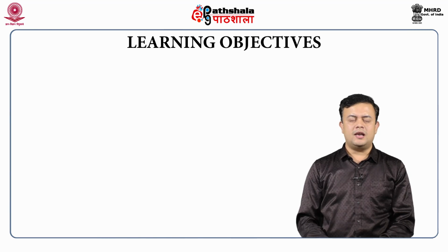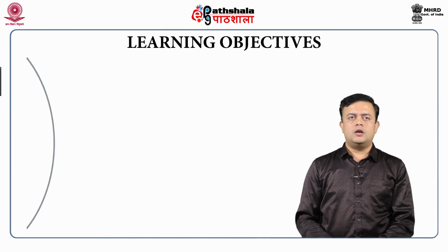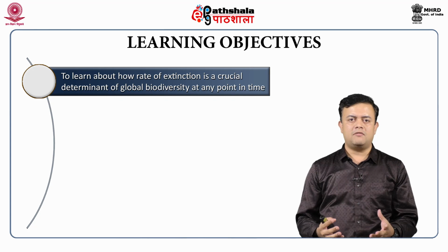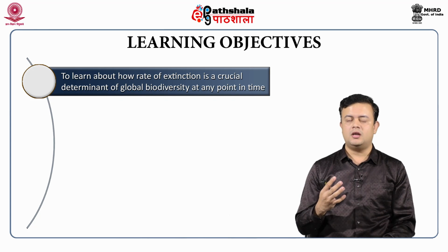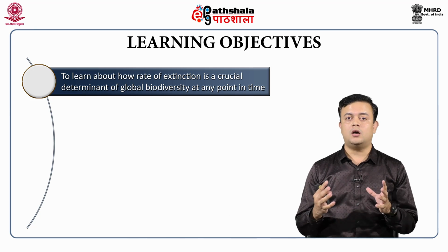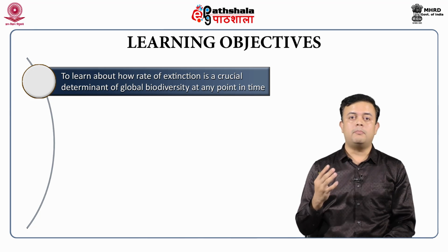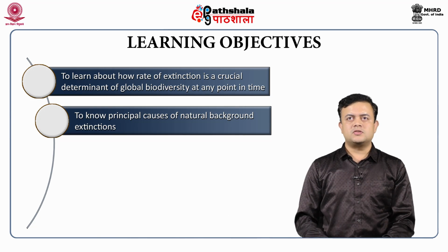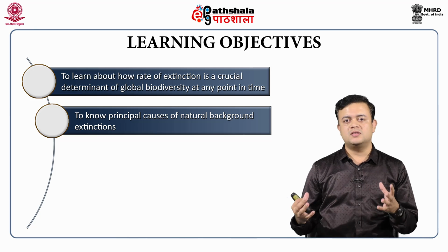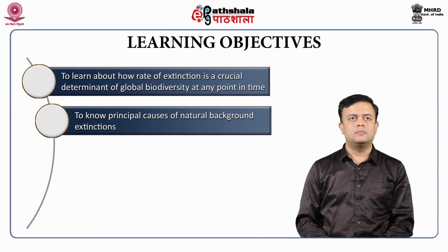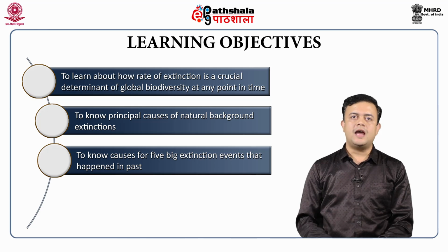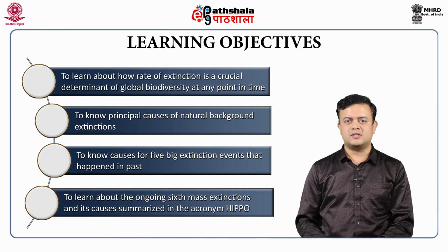So, let us start with the learning outcomes of this particular module. To learn how the rate of extinction is a crucial determinant of global biodiversity at any point of time. The rate of extinction along with the rate of speciation, both are the main determinants of global biodiversity at any given point of time. To know about the principal causes of natural background extinction. What causes this background extinction, we will come across in this module. To know the causes of the major 5 extinction events that happened in the past, and then we will learn about the ongoing sixth mass extinction, summarized in the acronym HIPPO.